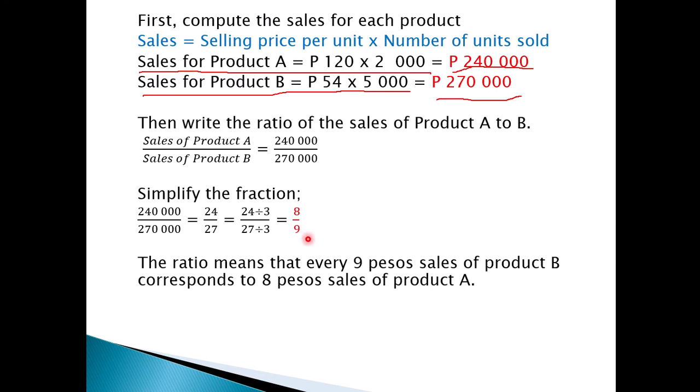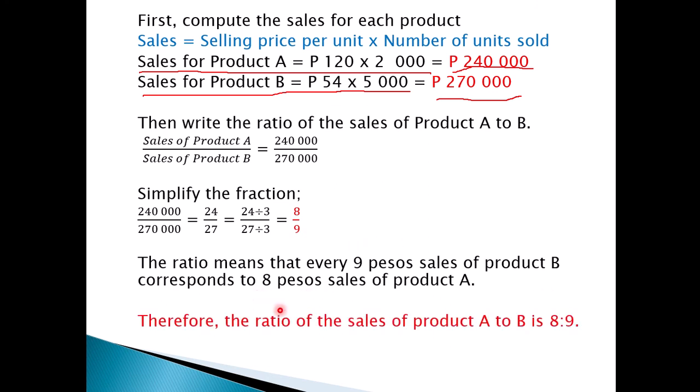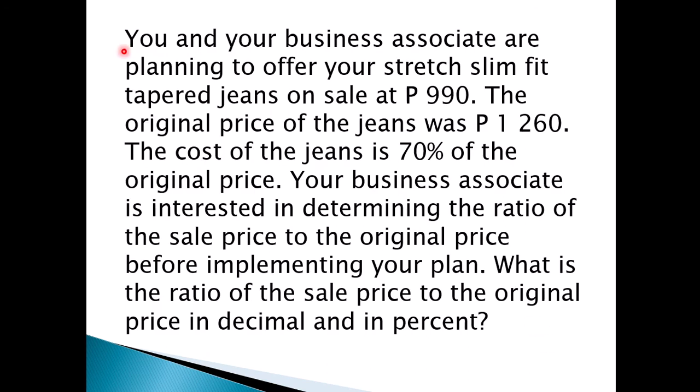That every 9 pesos sales of product B corresponds to 8 pesos sales of product A. We need to state first the denominator, which is our product B, and then followed by our product A as we interpret. Therefore, the ratio of the sales of the product A to B is 8:9. So here is the ratio for that problem. Afterwards, we have another one.